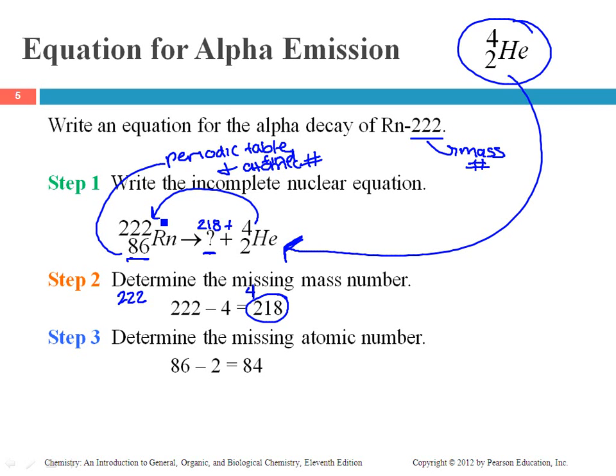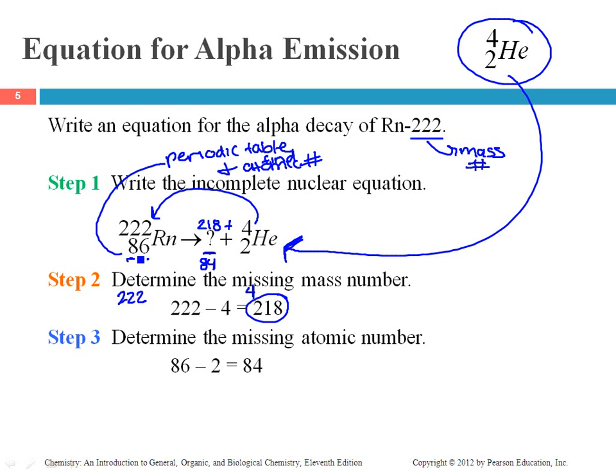Okay, you want to balance it on the side of the 222. When you are determining the missing atomic number, you do the same thing. So we have 86 and 2, so we know we have to have an 84 here. 84 plus 2 gives us 86.